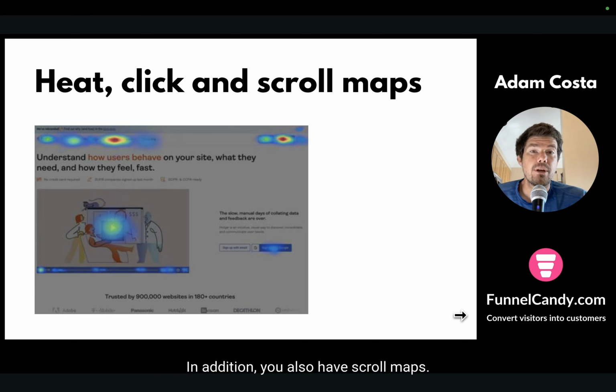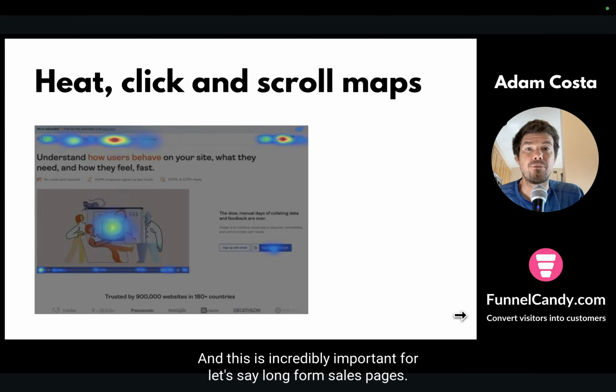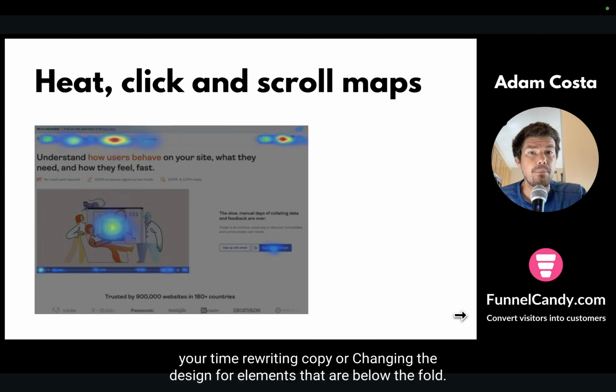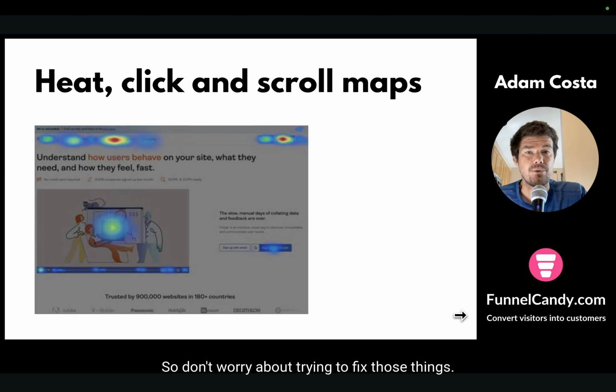In addition, you also have scroll maps. Now, scroll maps show how far down a page users will scroll. And this is incredibly important for, let's say, long-form sales pages. If you realize that 90% of people aren't even scrolling down the page, don't waste your time rewriting copy or changing the design for elements that are below the fold. If they're below the fold and people don't see them, it might as well not exist. So don't worry about trying to fix those things.